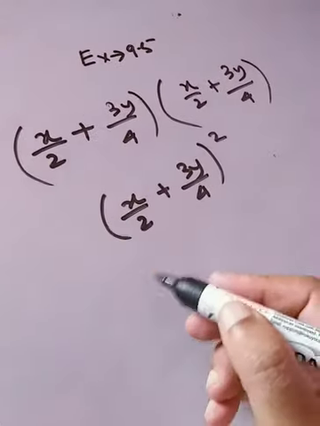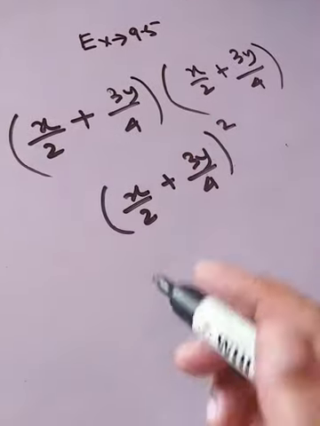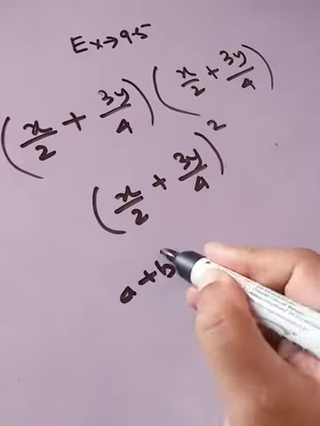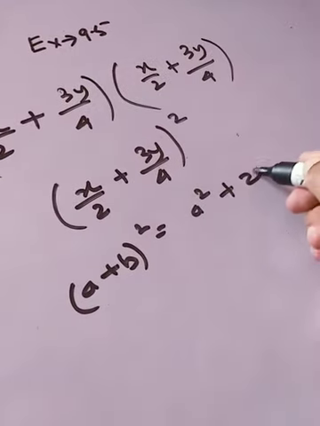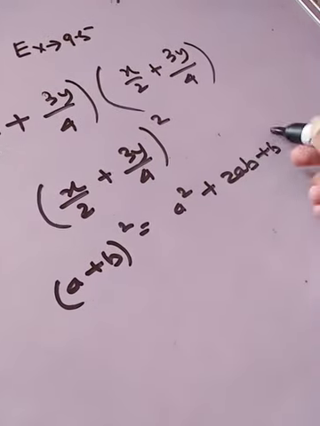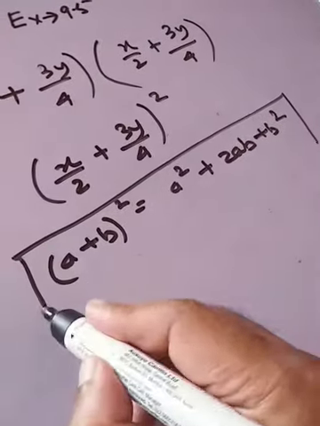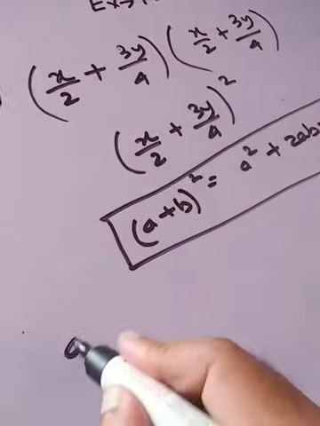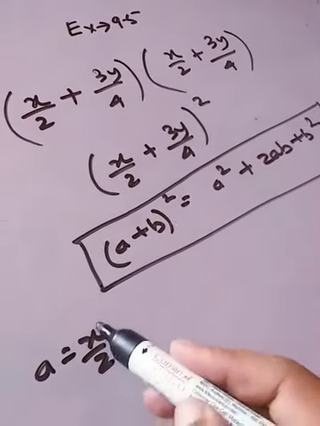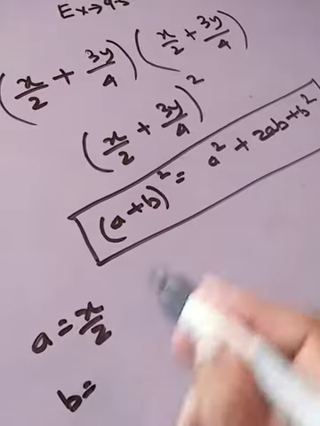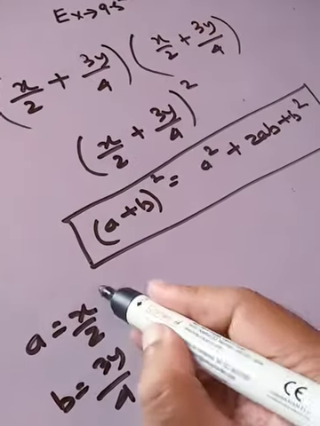So which identity will follow? If we consider this as a and this as b, so what is the identity? That is a plus b whole square. Okay, so the formula is a square plus 2ab plus b square. So this is the identity that will follow. Now in place of a, what is there? X by 2. Now wherever you find a, you have to write x by 2. And what is b? 3y by 4. This you have to remember.